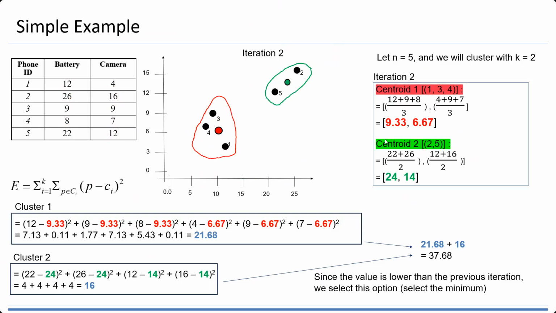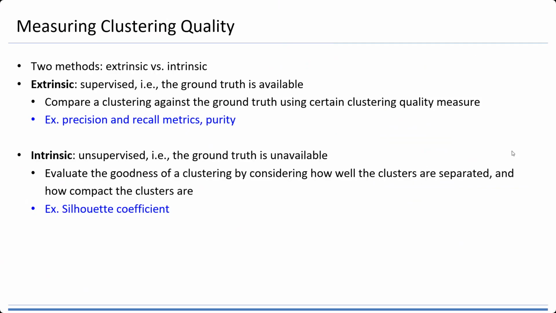Now, the problem is, if we have the data, sometimes the supervised label, or the ground truth, is available. The ground truth means we know the label. So if we know the label, let's compare the clustering against the ground truth using certain clustering quality measures. We can use precision and recall metrics, or we can use utility.